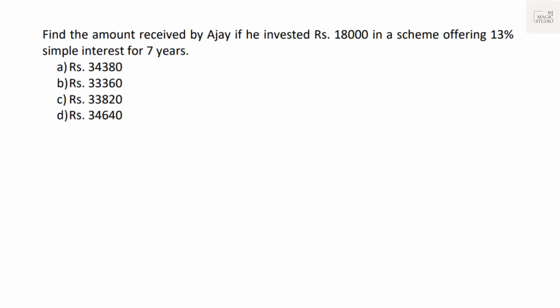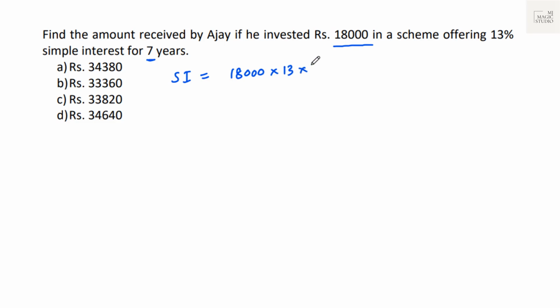Let's start simply with simple interest. The question is on your screen. Please give it a try. Find the amount received by Ajay if he invested rupees 18,000 in a scheme offering 13% simple interest for 7 years. So simple interest for 7 years is PRT by 100.